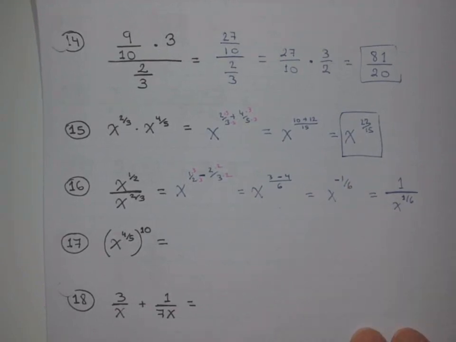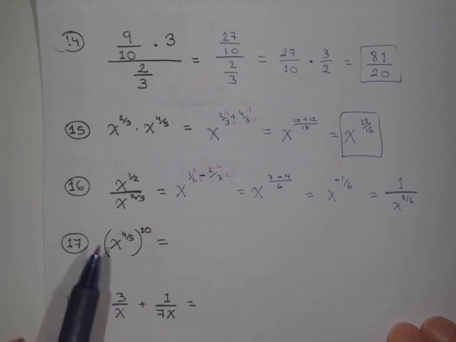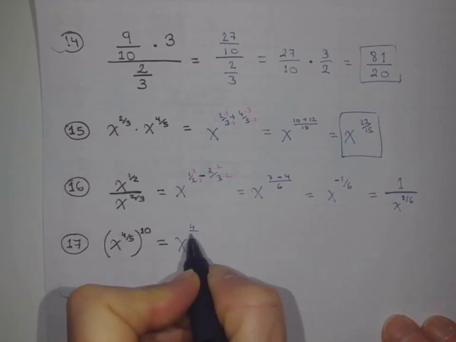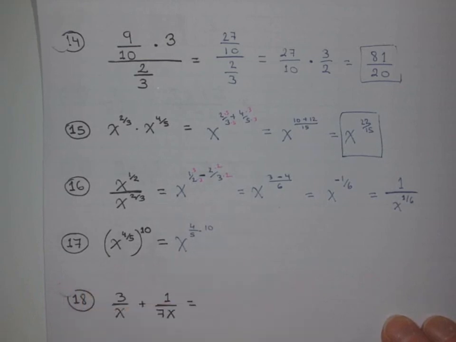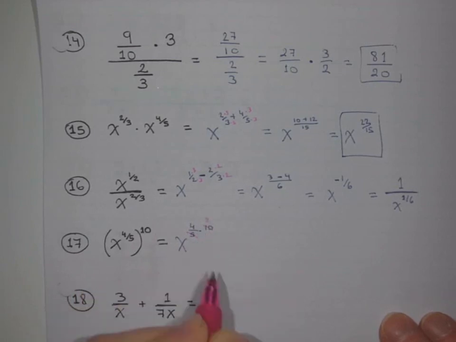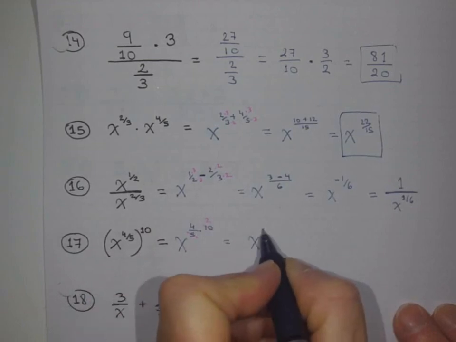Okay? Now, when we have a power to a power, we multiply the exponents. So we're going to multiply those two together. So 4/5 times 10. And when I'm looking at that, I'm thinking, okay, 5 and 10 can be simplified, right? 10 divided by 5 is 2. And so now my answer will be 4 times 2, which is 8.